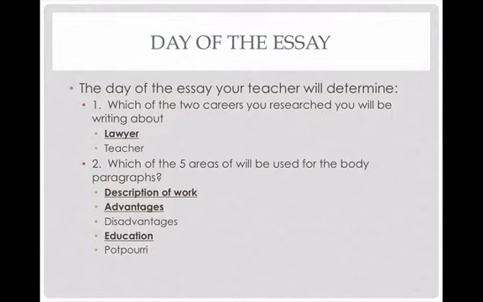So your first body paragraph would be description of work with your 3 areas, evidence and explanation. Your second body paragraph would be advantages, your 3 areas with evidence and explanation. And then the last body paragraph would be on education, 3 areas, evidence and explanation. You would not be using then in this instance your disadvantages or that potpourri area of your outline. So this is how we go from 5 areas of research just down to 3 for the actual body paragraph.